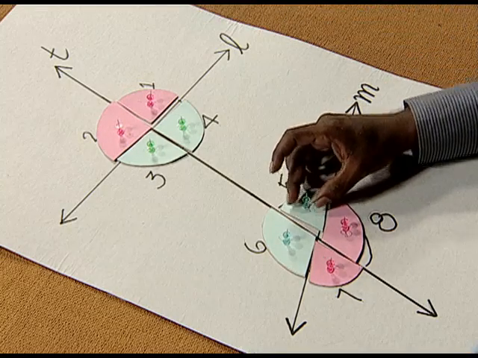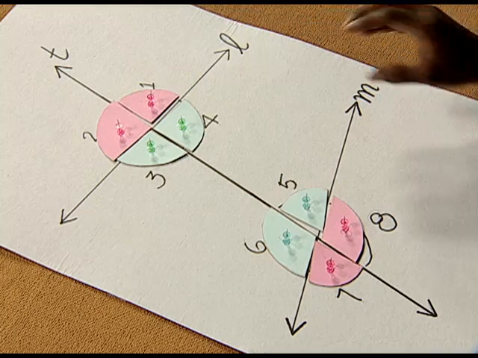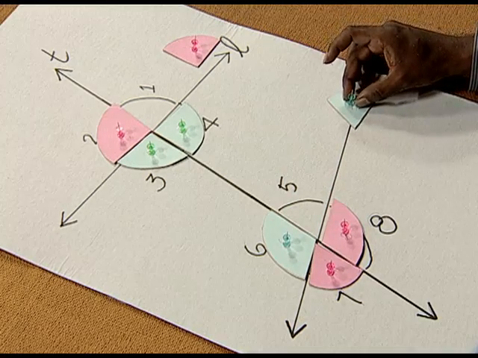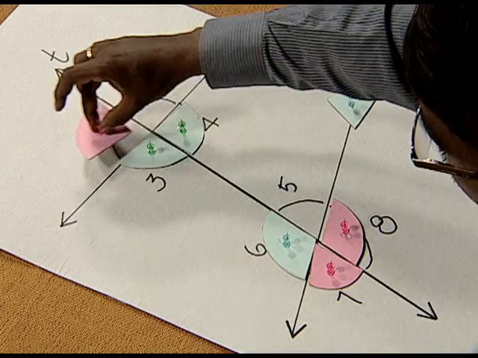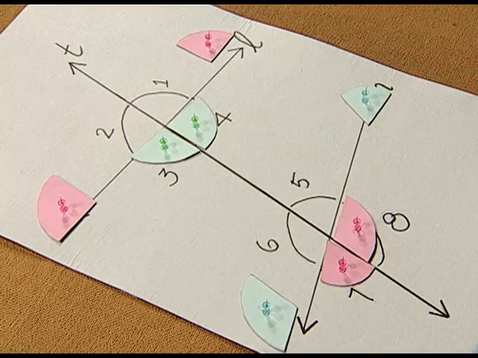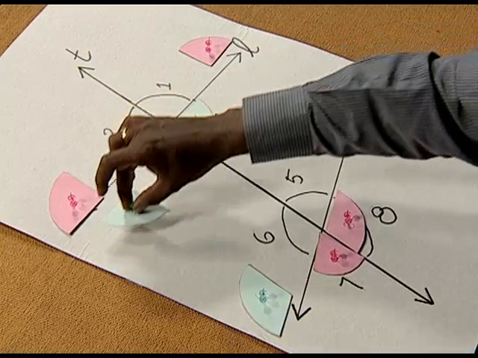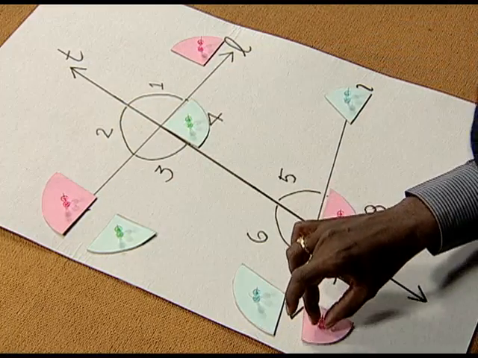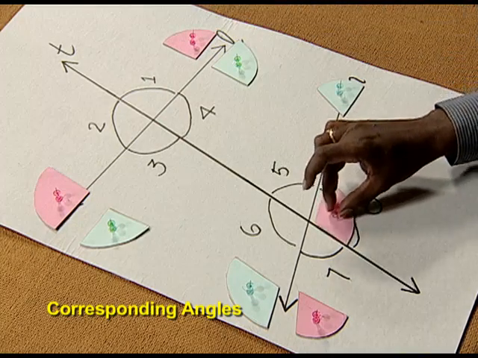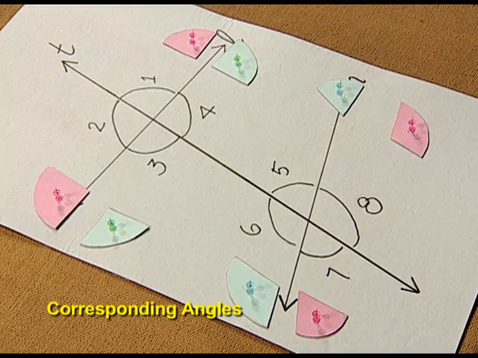Now we see the different classification of these angles. Angle 1 and angle 5, these two are corresponding angles. Angle 1 and here this angle 5. And here this angle 2 and angle 6 are corresponding angles. Angle 3 and angle 7 are corresponding angles. Angle 4 and angle 8 are corresponding angles.